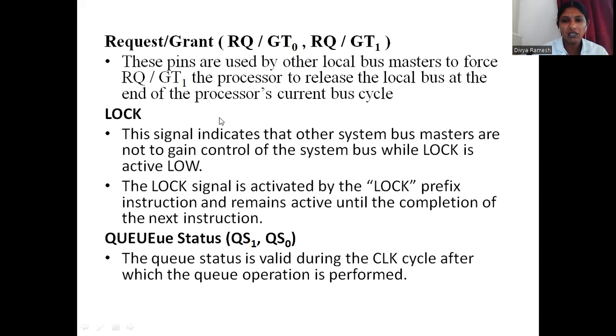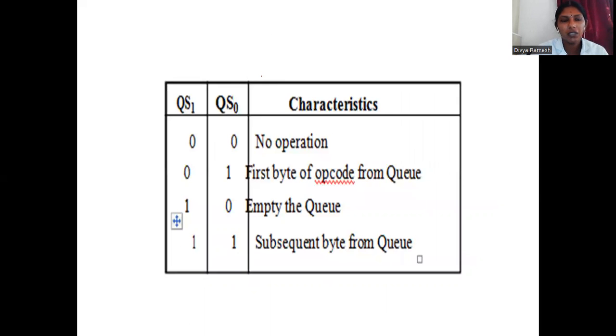Next one is the queue status. During each and every operation, the queue operation is based on the principle of first in, first out. That is clearly explained in the architecture of 8086 in the first unit. Depending upon the status signals, the queue operation will be selected, whether the first byte is fetched, or you are going to empty the queue, or a subsequent byte from the queue has to be fetched. That can be determined with the help of these QS0 and QS1 signals.